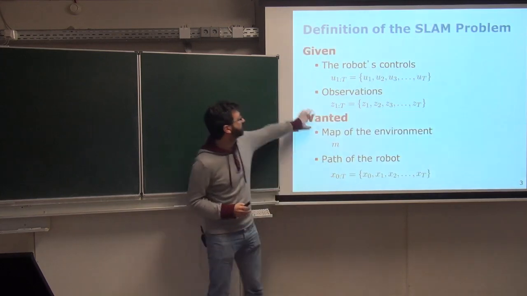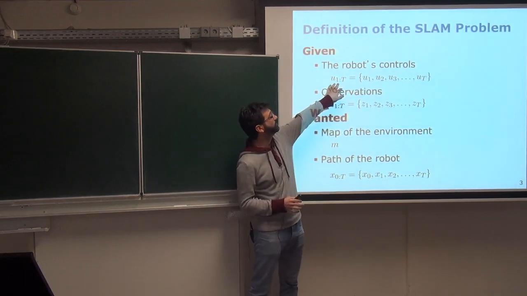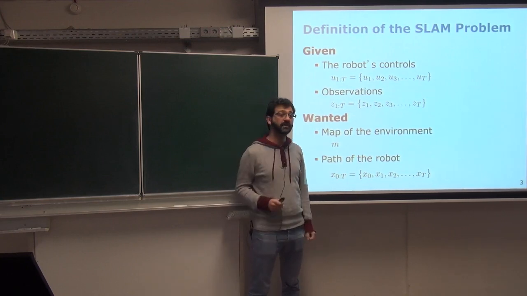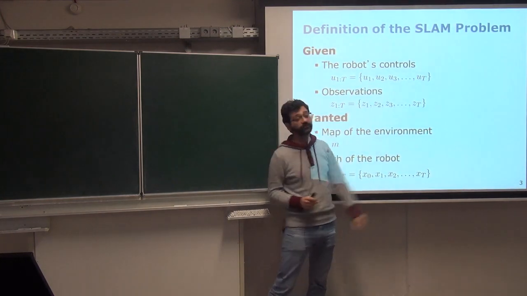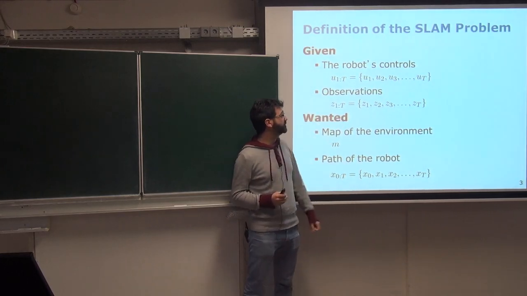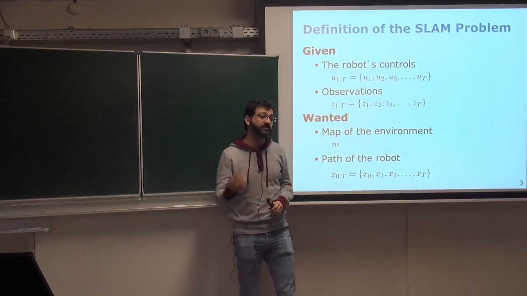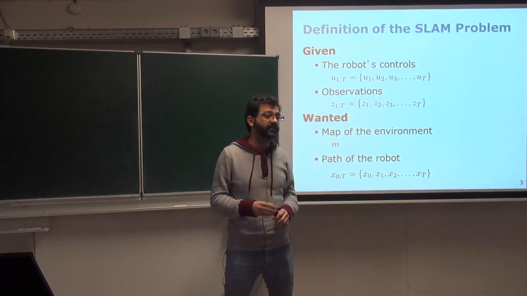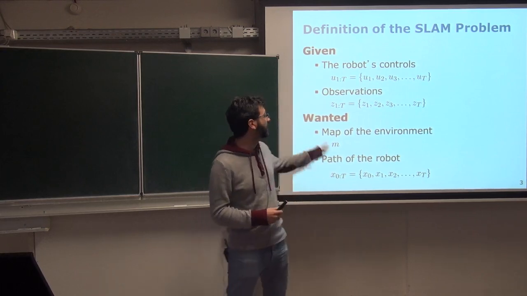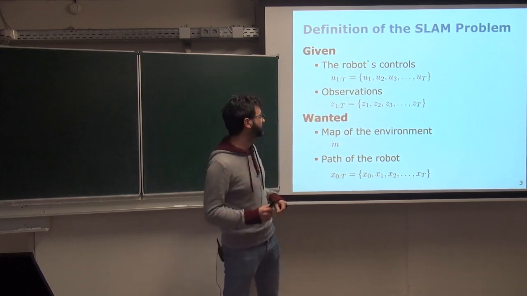To get back again formally, for the ones who forgot it, we have controls, which are this U, a sequence of different controls over time. You can imagine this is something that is applied to the robot, and the robot moves over time. We have some observations, which we normally call Z, and according to which sensor we are using and which kind of map representation we are using, they will be different. But in general, the level of abstraction will be the same.